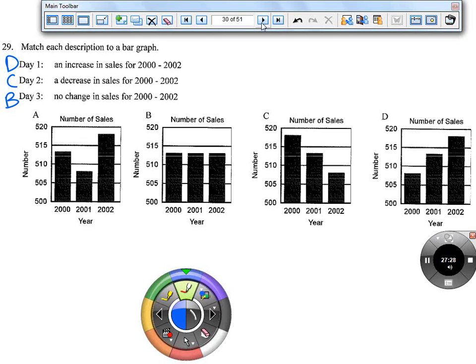And we look for, on day 1 at least, an increase in sales from 2000 to 2002. You can tell that from 2000 to 2002 there's an increase in the sales. So the bar graph just goes up. So it's really that straightforward. And then the rest of them, I think we're all pretty good at reading basic graphs.